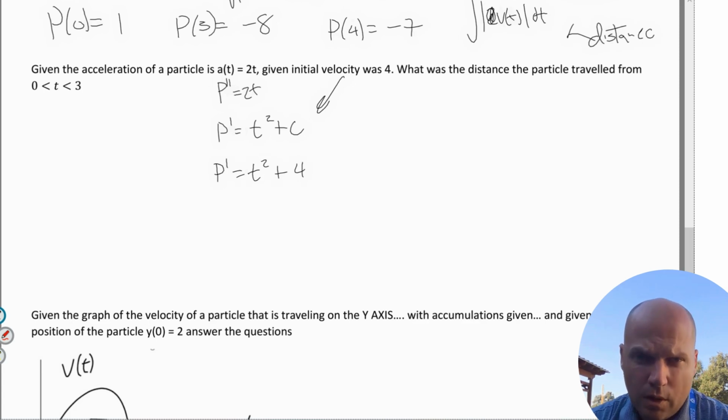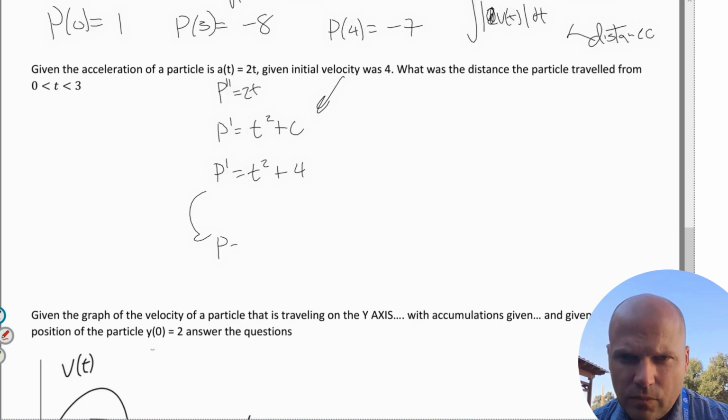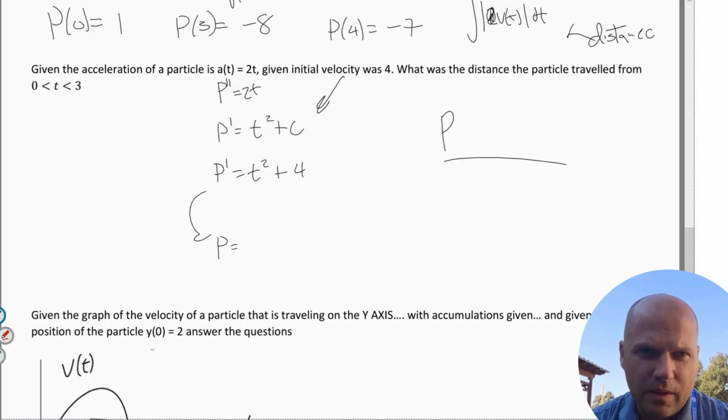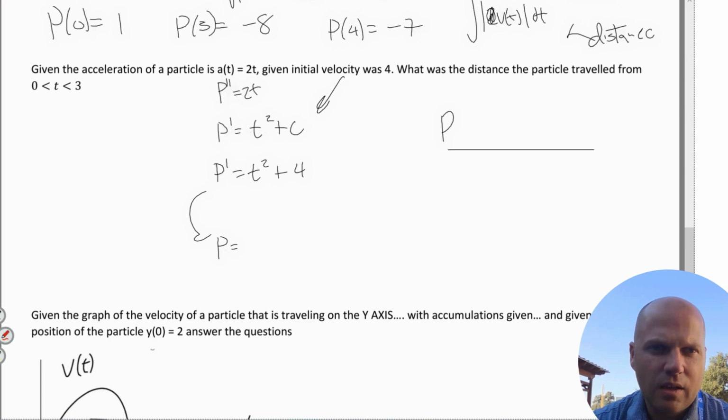Cool. I wish it was -4. I wish it was -4, but it's just 4. Well, there's a reason why I wish it was -4, because your derivative is going to be just positive from 0 to 3.